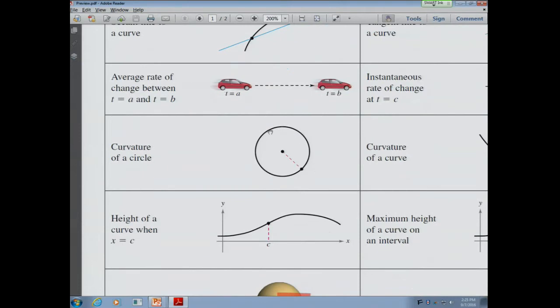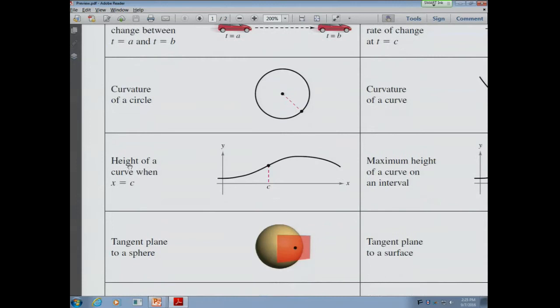Curvature of a circle, we all really know the shape of a circle, whether large or small. They all pretty much look the same. They're just scaled differently. Height of a curve when x equals c, well, of course, that's just the f of c right there.